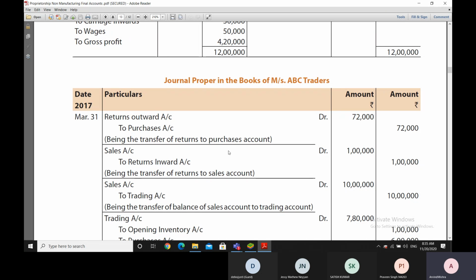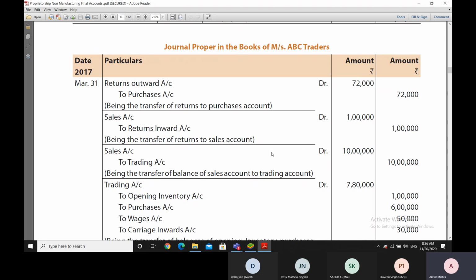So here the sale account is debited by 1 lakh rupees, and the return inward account, which was originally debited when the sale return was made, is now credited to square it off and shift the sale return to the sales account.